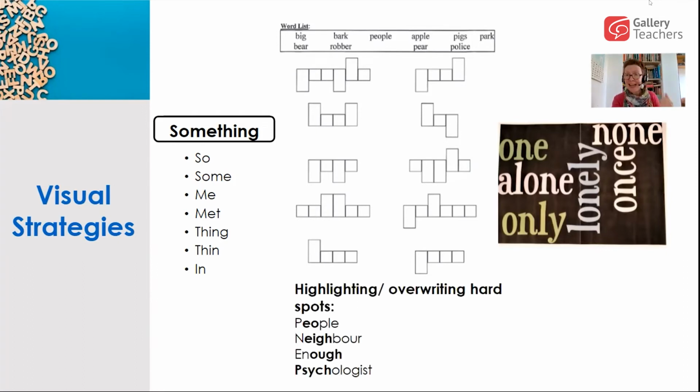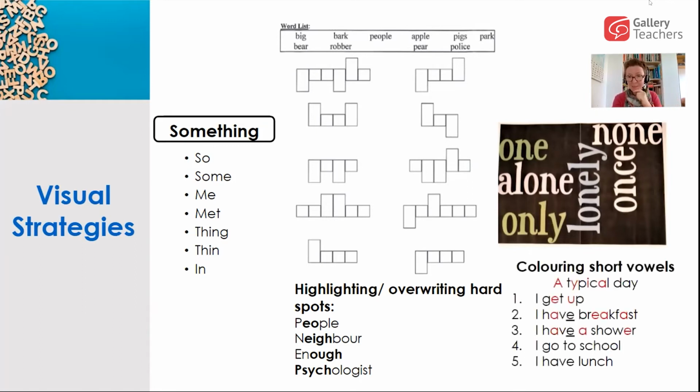Like we said, highlighting or overwriting the hard spots of words. And it's useful for the students to decide what the hard spots are for them. So you may find that students have no issue with enough, right? But maybe they're really struggling with psychologists or people, right? So whatever letters or strings of letters they find difficult, just highlight them.